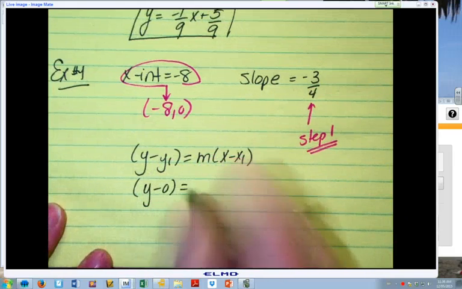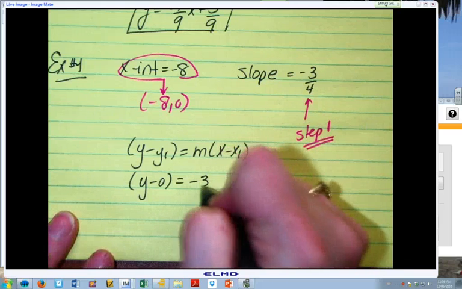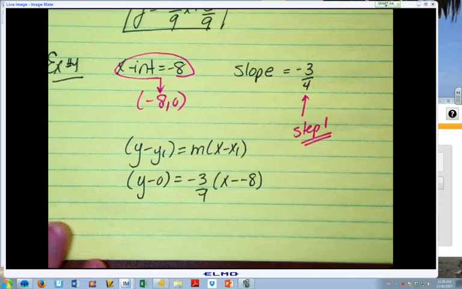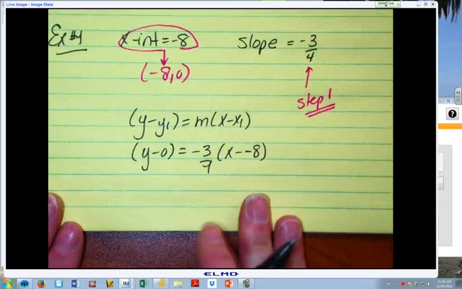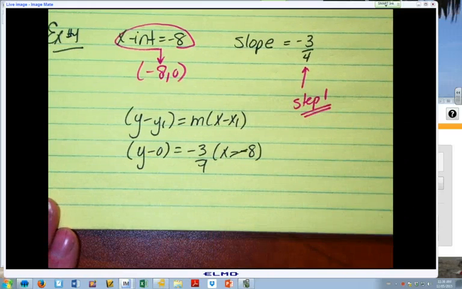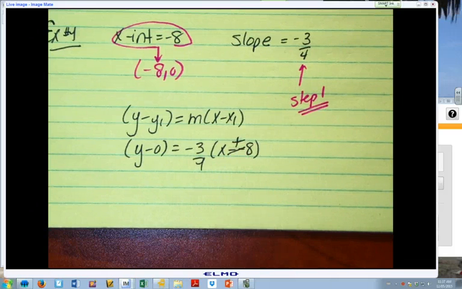So y minus 0. M comes right from what they gave us, so negative 3/4, x minus minus 8. If they've given you the slope, you skip step 1, you go right into step 2. At this point, step 3, the simplification, we've done this a few times now. What are we going to simplify first? The negative negative is, okay, if you're lazy, there's how you can skip writing out the whole step again. I just crossed it out and put a plus.